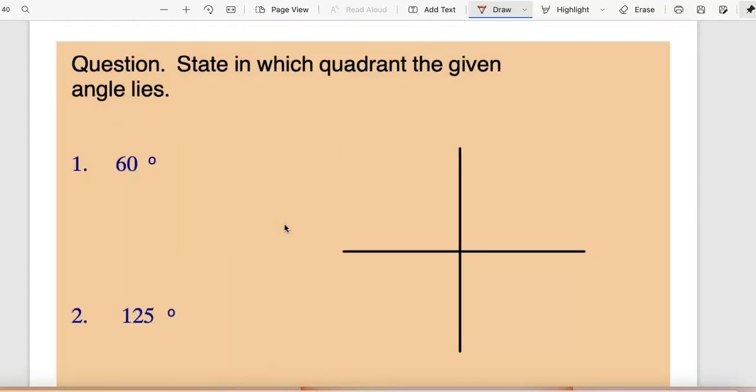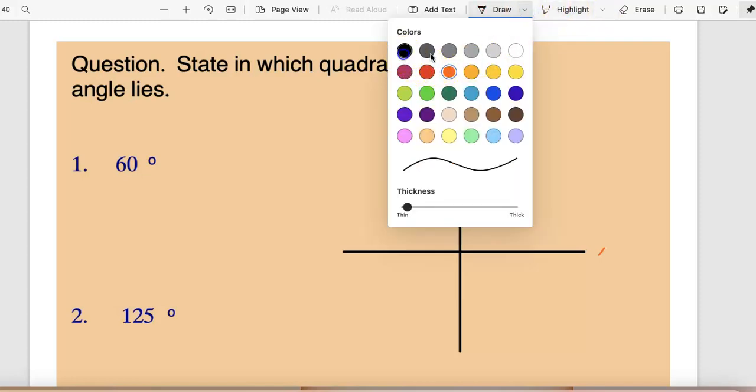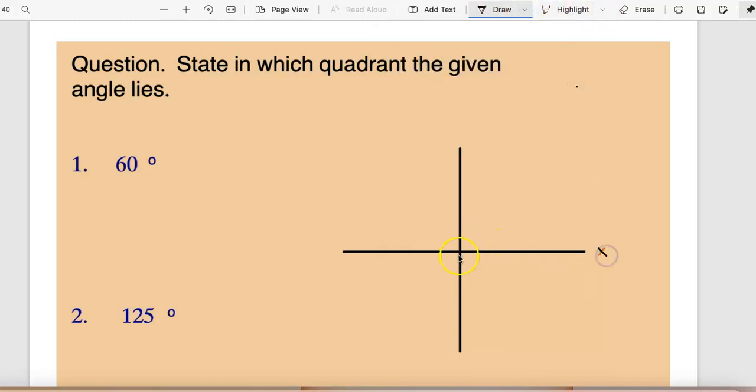Now state in which quadrants the angle lies. This 60 degrees is less than 90 degrees, so it will be somewhere, I will estimate, somewhere over here. So let me start from here. That's my initial side, and 60 degrees somewhere over here. I'm just estimating, it's not accurate, but this is a 60 degree angle. Okay, so let's go to another one.